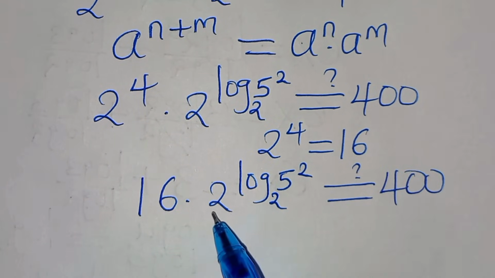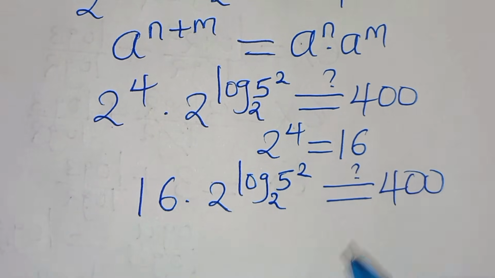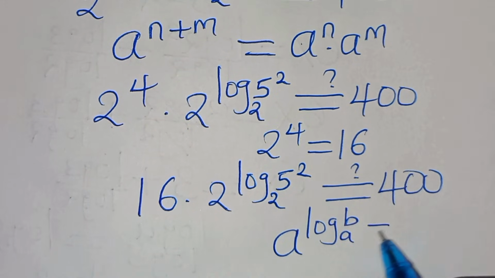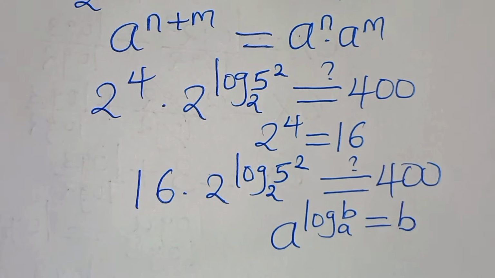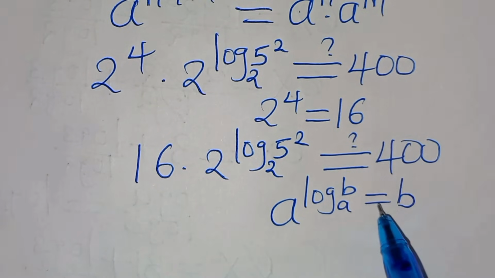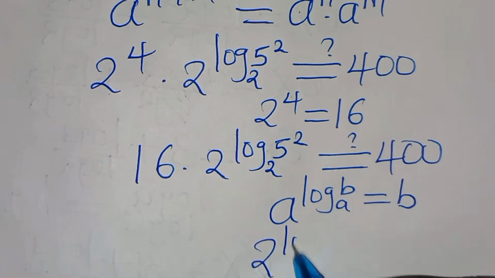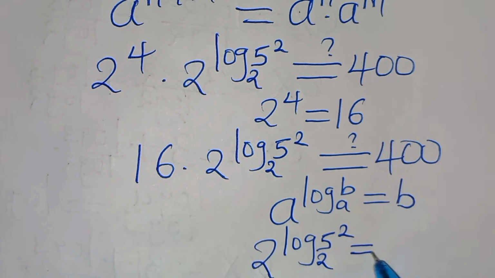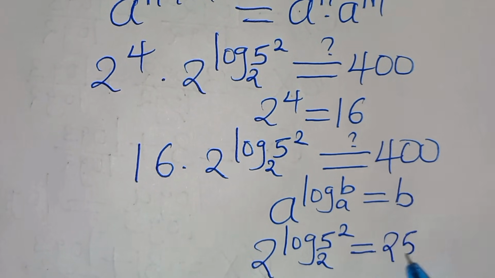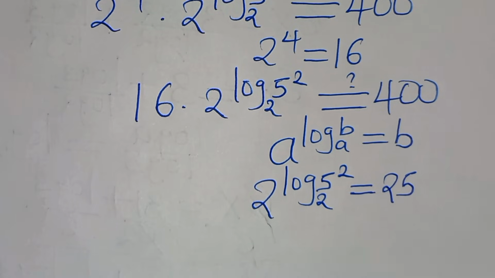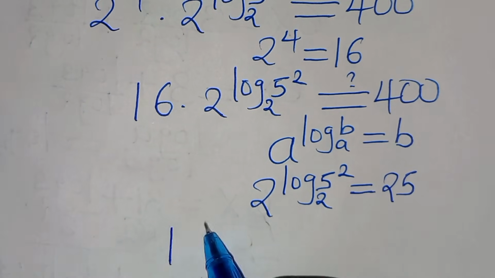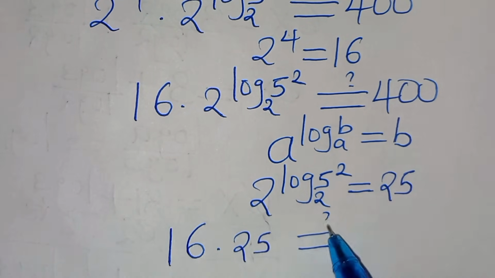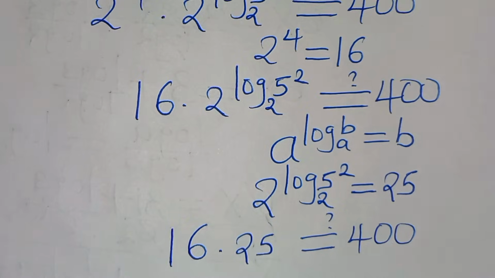The next step is that 2 to the power of log 5 squared to base 2 is in the form of a to the power of log b to base a, which essentially is equal to b. Applying this logarithm property, then 2 to the power of log 5 squared to base 2 is the same thing as 5 squared, which is 25. Let's substitute 25 back to the equation here. So we have 16 multiplied by 25. This is supposed to give us a value of 400.